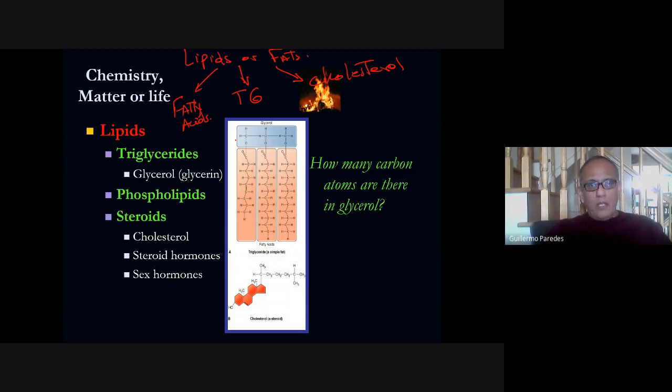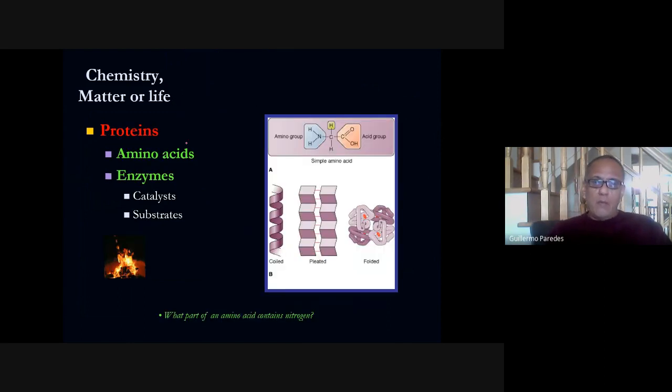All right. Talking about proteins, we have the monomer. The monomer for proteins is going to be the amino acids. The monomer for carbohydrates is glucose, fructose, and galactose. The monomer for fats is going to be the fatty acids. The monomer for proteins is the amino acids. Amino acid has an NH2 group associated with a COOH group.